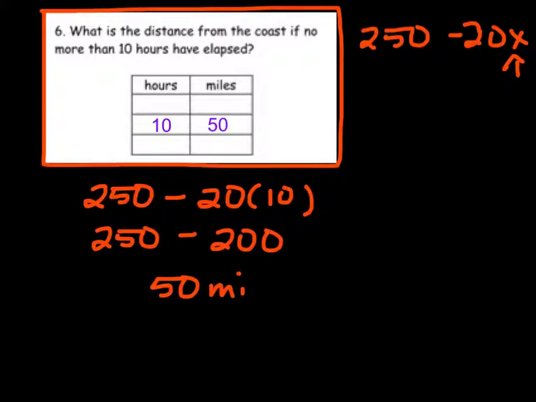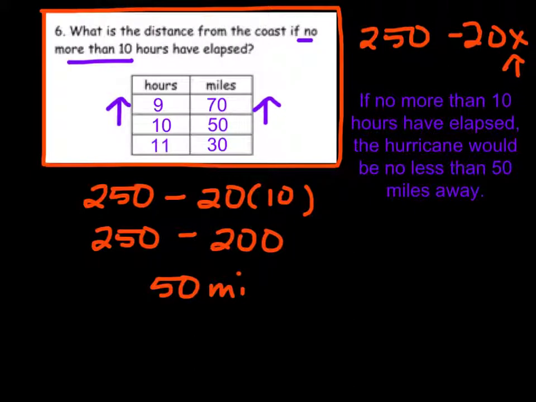And remember, this table helps me see what happens on either side. So let's look at 9 and 11. If 9 hours have passed, the distance would be 70 miles away. And if 11 hours elapse, the distance would be 30 miles away. So to get my statement on this one, I'm going to look to see if no more than 10, that means 10 or less hours have elapsed, then what's the distance? Remember, as our hours are decreasing, our distance is increasing. So the statement here: if no more than 10 hours have elapsed, then the hurricane would be no less than 50 miles away, or 50 miles or more away.